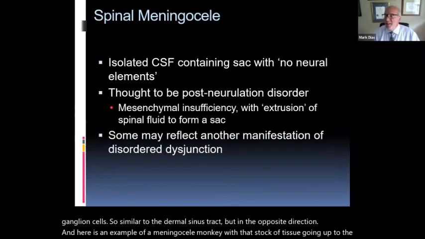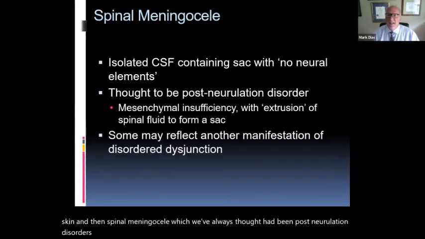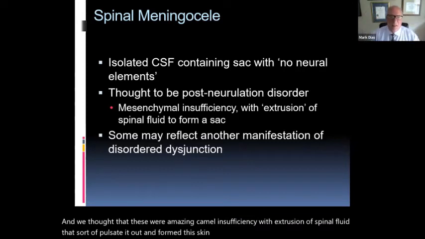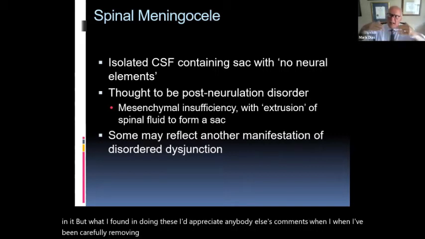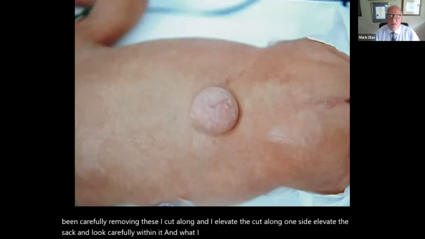And then spinal meningoceles, which we've always thought have been post-neurulation disorders, are isolated CSF containing sacs with, quote, no neural elements, right? We all have been taught that. And we thought that these were a mesenchymal insufficiency with extrusion of spinal fluid that sort of pulsated out and formed a skin-covered sac, but there were no spinal elements in it. But what I found in doing these, and I appreciate anybody else's comments, when I've been carefully removing these, I cut along one side, elevate the sac and look carefully within it. And what I found, here's what they look like, right?